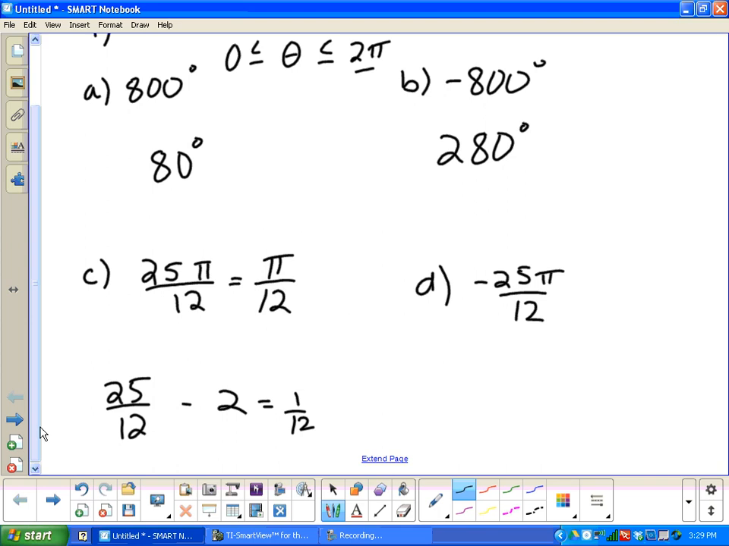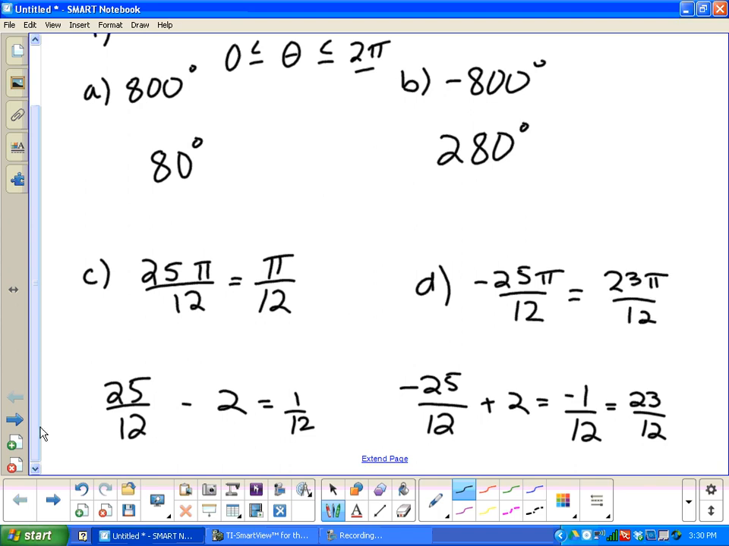Now, for part D, this one's negative, so the only difference here is I'm going to add 2 pi. Now really what I'm going to do is just take negative 25 over 12 and add 2. I might have to do it a couple of times. Let's see, negative 25 over 12 plus 2 is negative 1/12. So notice I'm going to have to do this one more time because it's still negative. So plus another 2. And so let's see, that's going to give me 23 over 12. So my coterminal angle, in other words, the same angle here, is going to be 23 pi over 12. So it's a matter of adding or subtracting 360, or adding and subtracting 2 pi to find the coterminal angle.